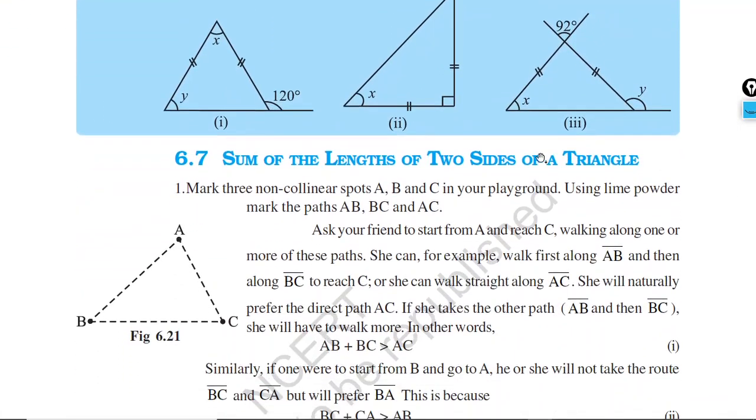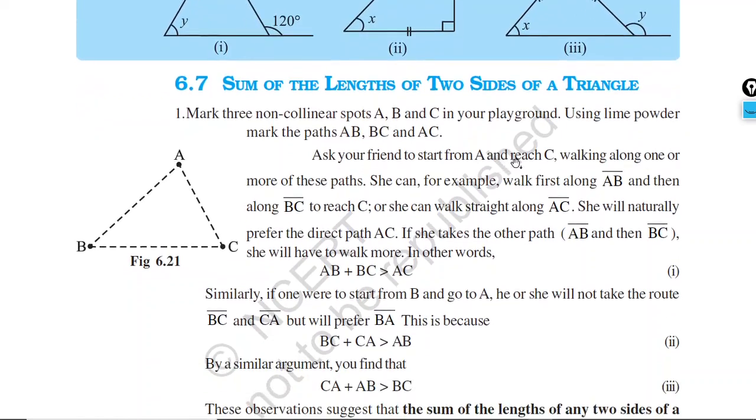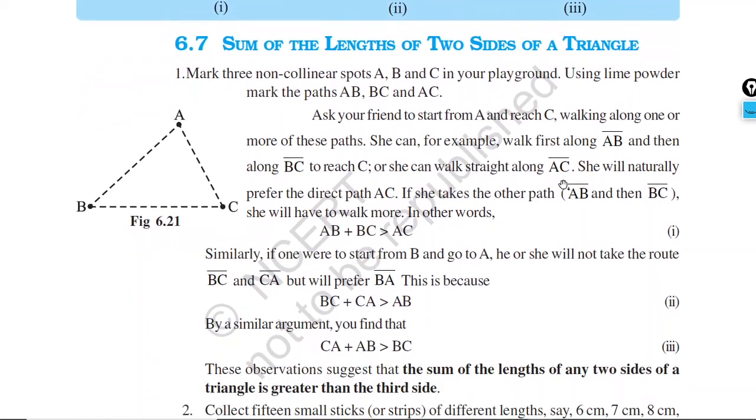Okay. One more thing is there. Here, sum of the length of two sides of a triangle. What we have to find? Sum of the length of two sides of a triangle. Okay, here we have also a task. I'd like you to try this at home. Okay, what is the task? The task is, you have to draw three triangles. Okay, any measurement.